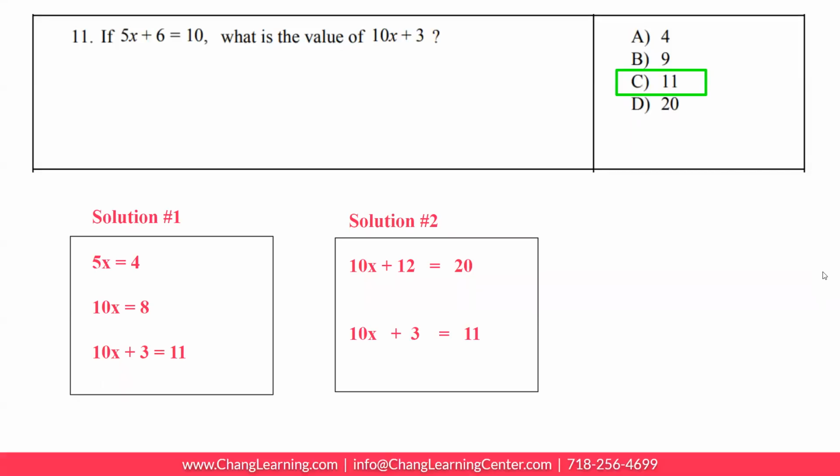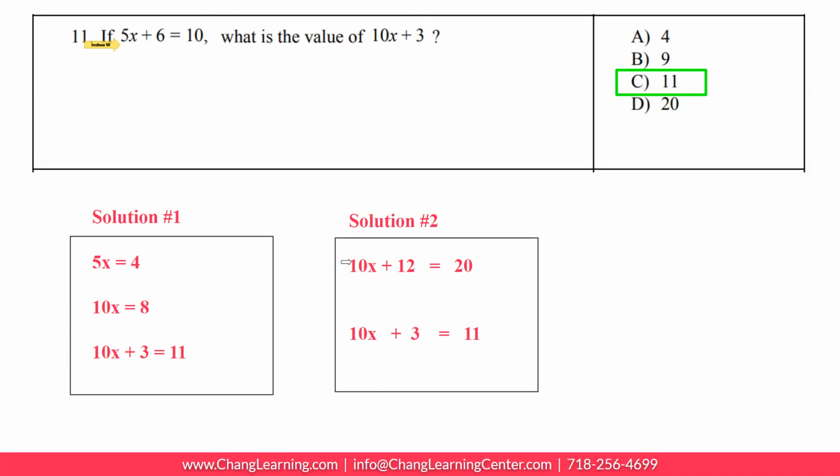Well, some students say, well, it's easier for me first to subtract 6 from both sides. Then 5x equals 10. And then double both sides. So 10x equals 8. And then, since we know 10x is 8, just add 3 to that. And we get 10x plus 3 is 11.